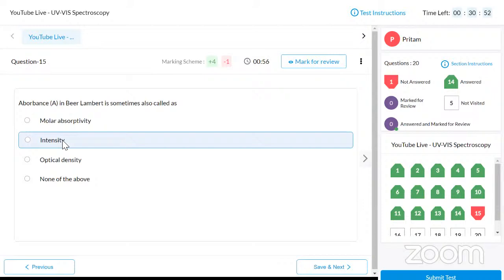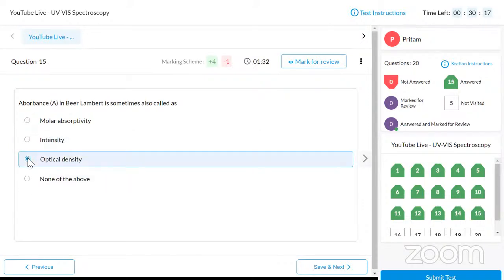Now we have options C and D. None of the above can be a possible answer, but I will tell you why none of the above is not an answer, and the answer is option C, optical density. Why? Because optical density is nothing but the quantity of light absorbed by a solution. So absorbance is nothing but the measure of the quantity of incident light it has absorbed, and that is the reason why it is giving you that absorbance value. So absorbance is also called optical density. So optical density is a synonym for absorbance. So our answer is option C, optical density.